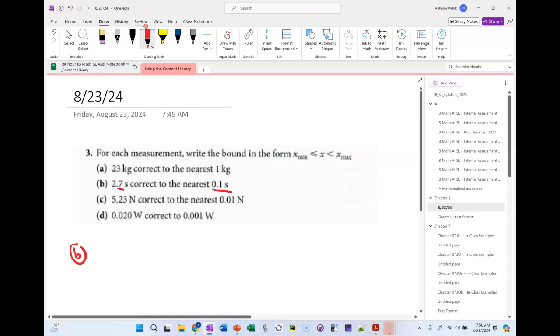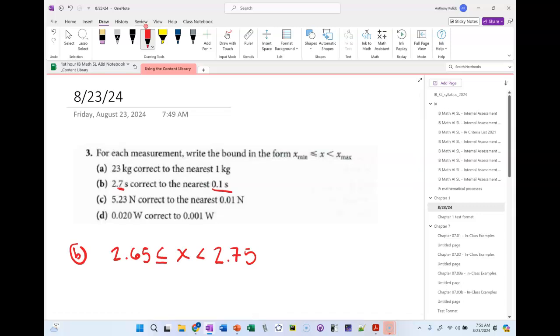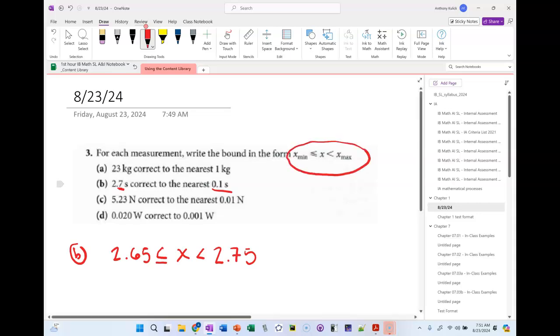So if I'm rounding up to 2.7, the smallest value it could have been is 2.65, right? And if I round down to 2.7, the biggest value it could be is just under 2.75. And then we're done. Yep, so it tells you the form that they want it written in up in the problem.